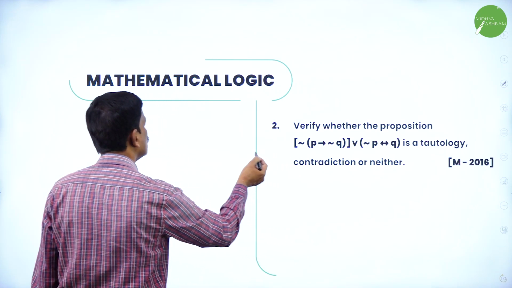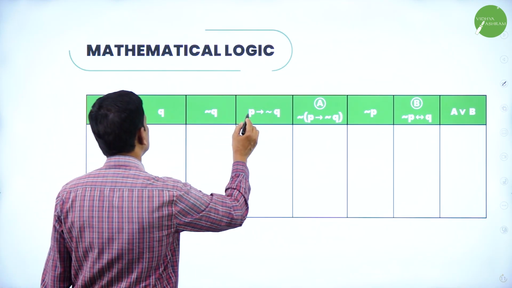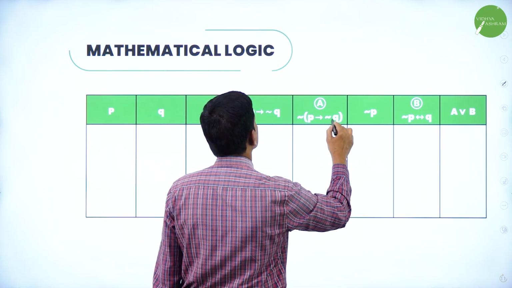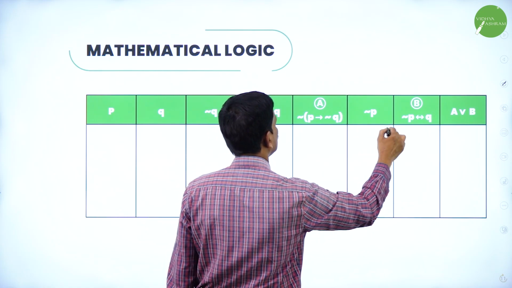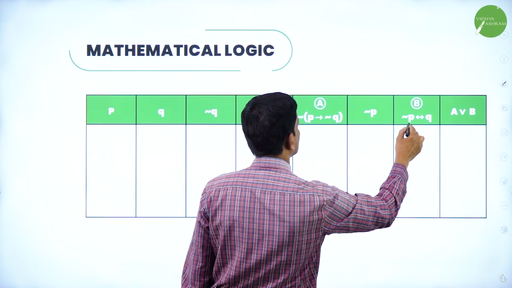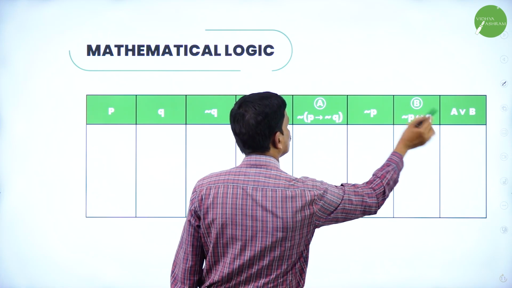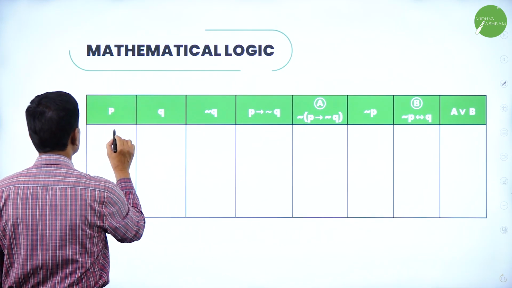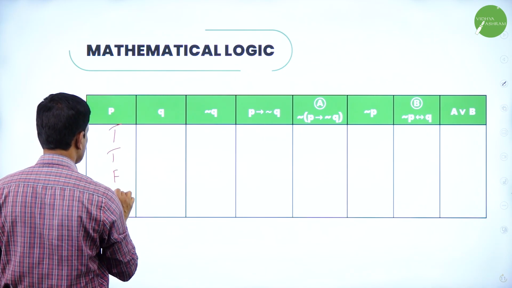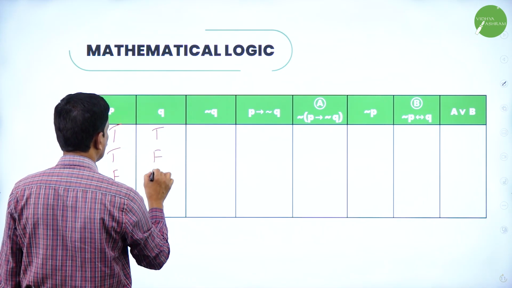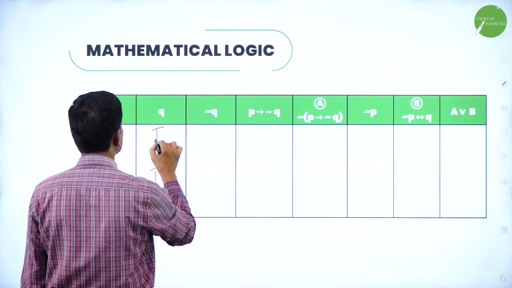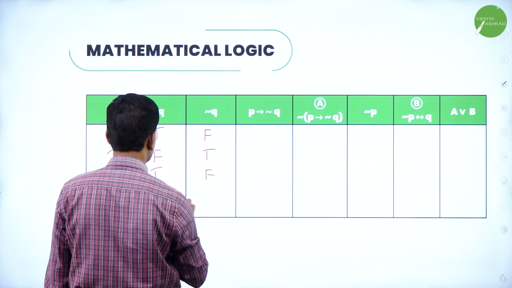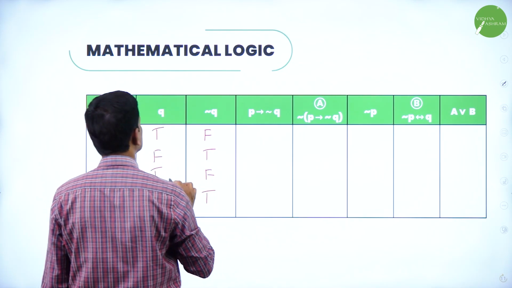Now let us split this. So P, Q, negation Q, P conditional to negation Q, negation of P conditional to negation Q, negation P, negation of P biconditional to Q, and the disjunction for these two, A and B. Now what are the truth values? True, true, false, false. This is true, false, true, false. Negation of Q: for true it is false, for false it is true, for true it is false, for false it is true.